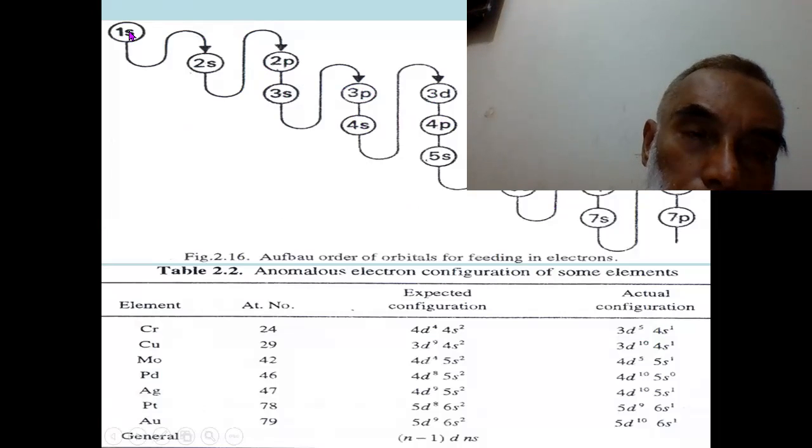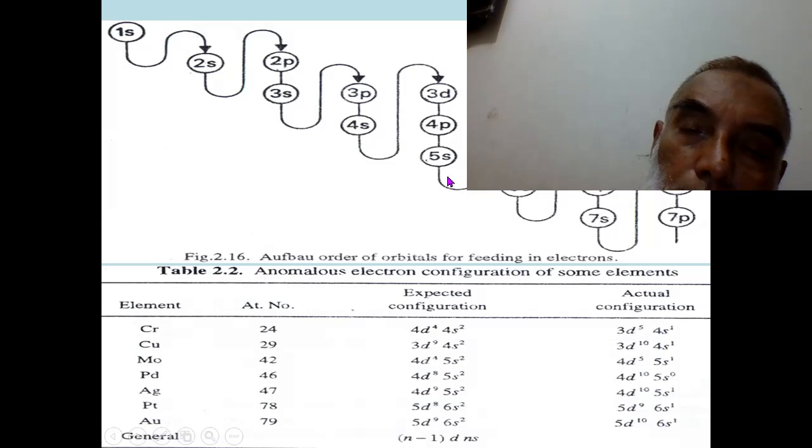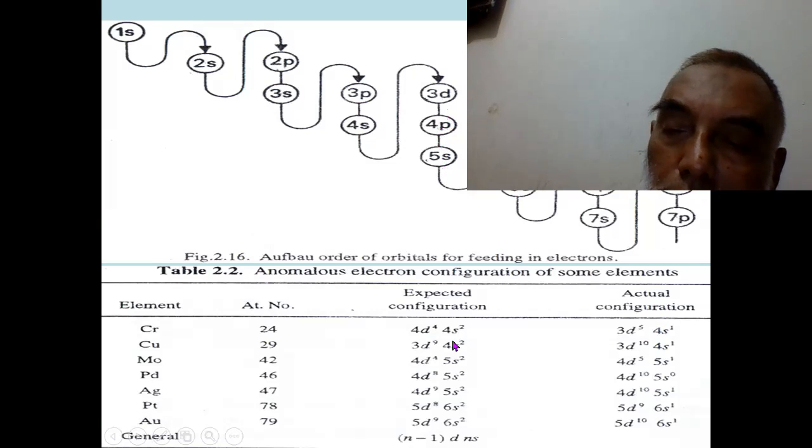Electrons will come initially into the 1s level, then the 2s level, then it will fill the 2p level, then the 3s level, then the 3p level. It will not go to 3d, but to the 4s level. Then after 4s, it will go to 3d, then 4p, then 5s. After 5s, it will go to 4d, then 5p, then 6s. In this way, this is your Aufbau principle.